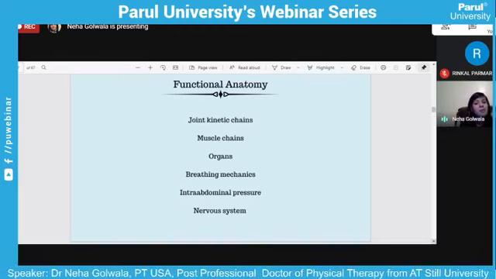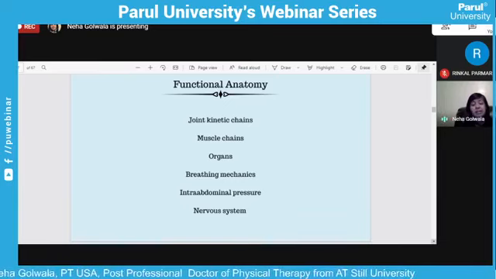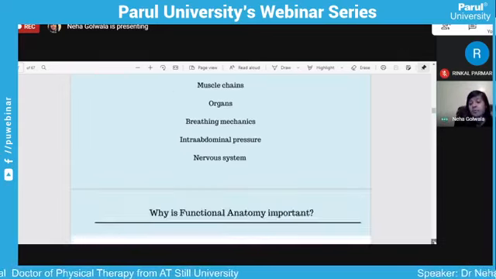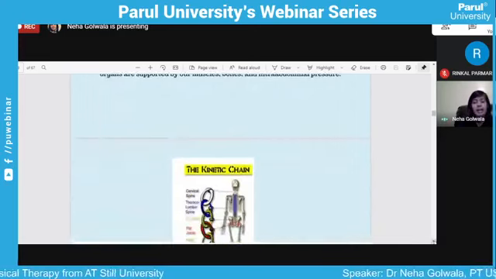But how our arm and leg move, how the muscles coordinate to provide us balance, stability, force, and also speed, that's what I'm going to talk about here, and how organs get influenced from this muscle and joint movement, how breathing can work and how intra-abdominal pressure can work. So that's the main reason why we need to work on functional anatomy.